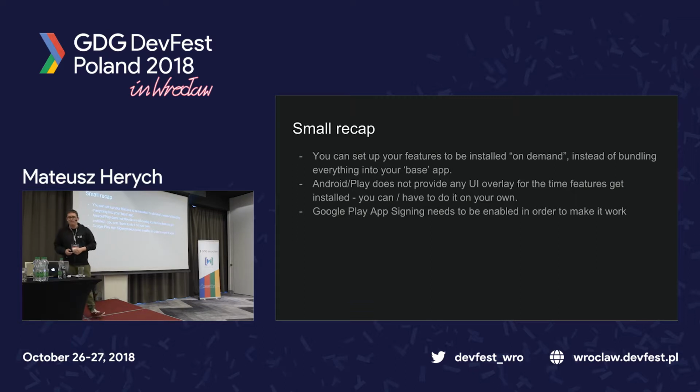Google Play app signing needs to be enabled in order to make it work. Who uses Google Play app signing already? Alright, everyone should be using it. Why? First of all, in order to make this work, because as you can imagine, all this stuff, splitting your application into multiple files, dynamic feature modules, dynamic class loading, and so on, is changing the signature of your app because it's changing the binary code. So Google needs to have access to your certificate in order to perform those changes.